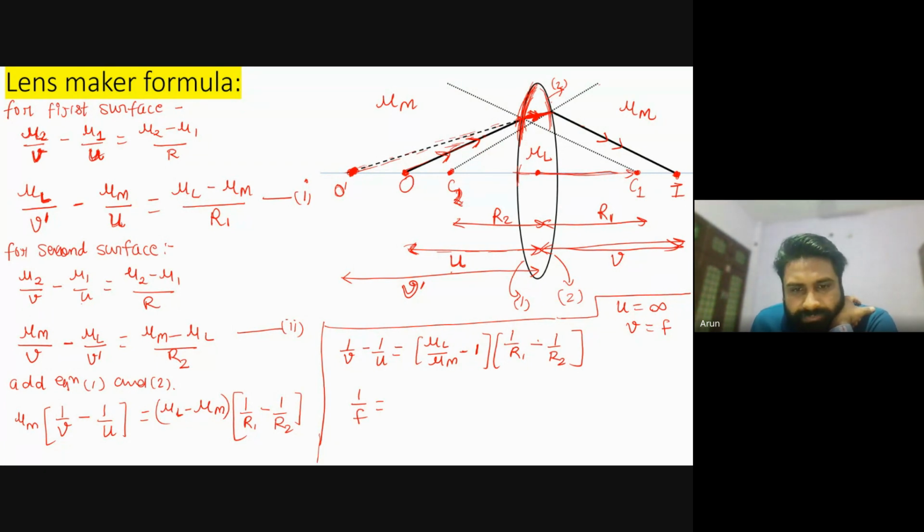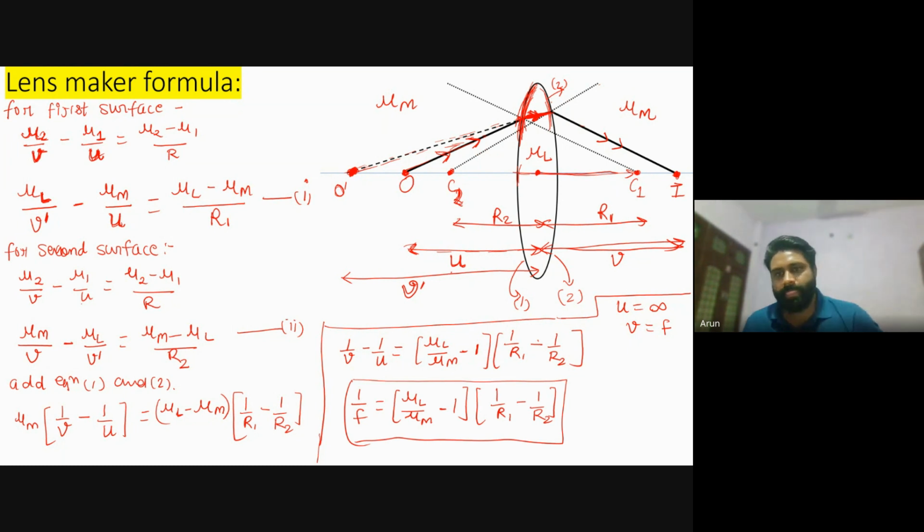So it is 1 upon f equals mu L by mu M minus 1, into 1 upon R1 minus 1 upon R2. Okay, so this is the formula, the lens maker formula. You can write this mu L by mu M, which I have told you is the relative refractive index. So what you can do, it is M mu L, the refractive index of lens with respect to medium. You can replace this value and make it single. So this is the lens maker formula we have. Have any kind of doubt, you can ask.